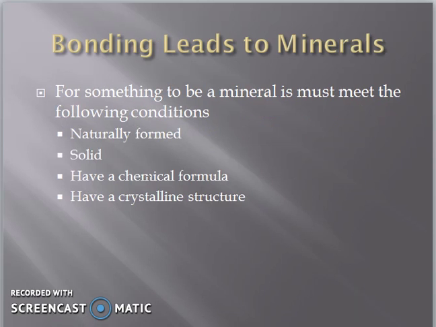So that's really an important concept to understand regarding how these minerals form, is those concepts of bonding. It's just the sharing or donating of electrons, which holds all these different elements together. And what that leads to are the minerals that are eventually going to lead to rocks. So for something to be a mineral, it must meet these 4 conditions. They're naturally formed, they're solid, have a chemical formula, and have a crystalline structure. And we'll take a look at a crystalline structure here in a couple slides.